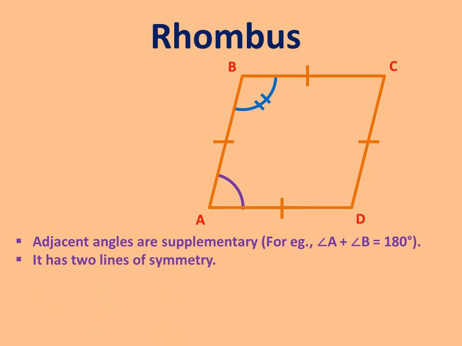It has two lines of symmetry. Lines of symmetry means it cuts the shape into two congruent, smaller shapes. So this is the first line of symmetry, and this is the second line.